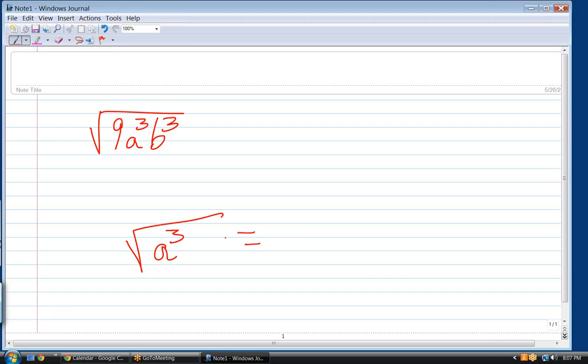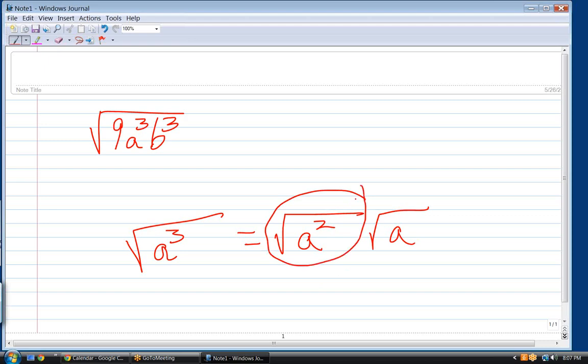What's that going to be equal to? Would that just be a times a times a? Well, more importantly, it's the square root of a squared times the square root of a. Okay? And now what's the square root of a squared? The square root of a, and the square root of a. No, what's this? That's just a. Just a, right? So now that simplifies to a times the square root of a.